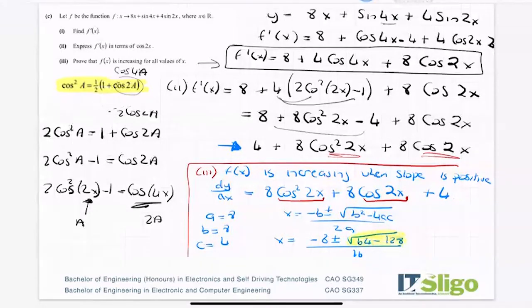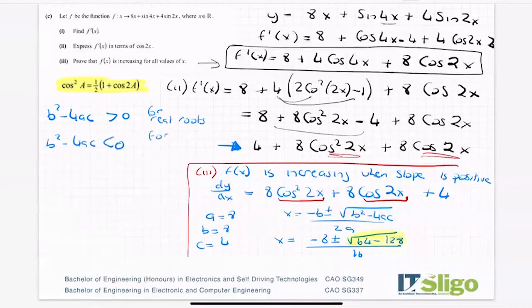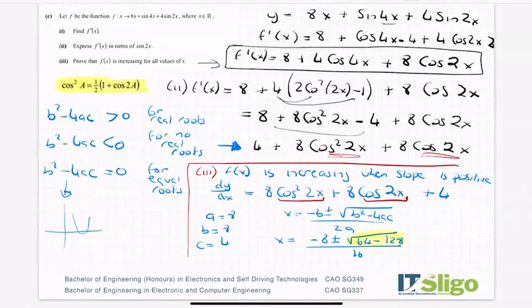Okay, so I'm going to come over here and explain the theory to the left. b squared minus 4ac, that number is always greater than 0 for real roots. b squared minus 4ac is always less than 0 for no real roots. b squared minus 4ac is equal to 0 for equal roots or one equal root. So this one just means your quadratic sits on the x-axis, and that's how you get what's called equal roots.